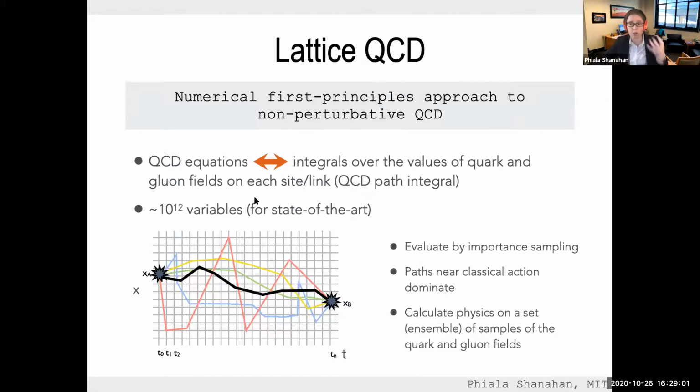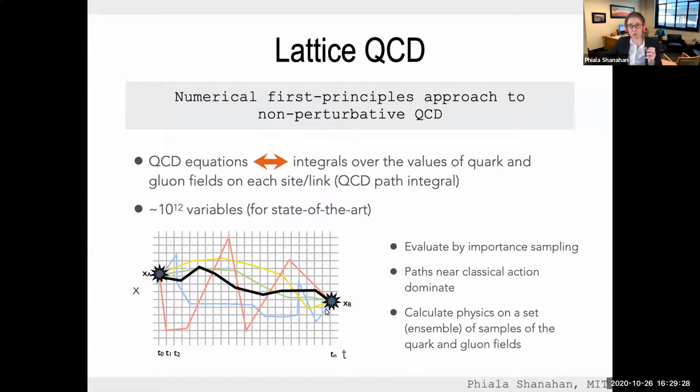So you're trying to do a very high dimensional integral, right? And you can understand this again, just thinking back to a simple quantum mechanics picture, that we of course know that the paths near the classical action dominate and other paths are less important. So you can sample the important paths correspondingly more than the unimportant paths. So you don't waste all your compute cycles sampling the unimportant pieces, right? So this is then how we proceed.